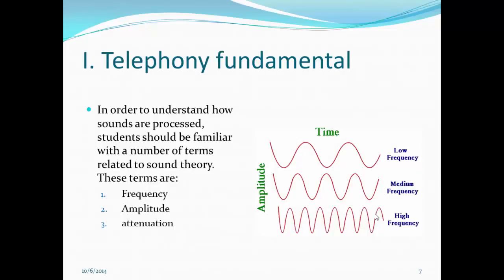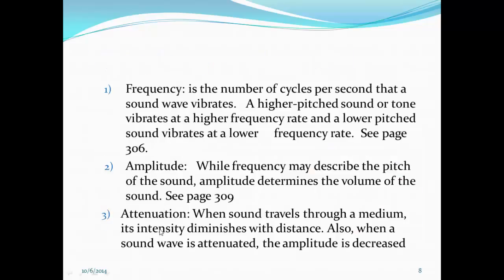The next item that we're going to talk about is telephony fundamentals. In order to understand how sound is processed, students should be familiar with a number of terms related to sound theories. These terms are frequency, amplitude, and attenuation. Frequency is the number of cycles per second that a sound vibrates. A higher pitch sound or tone vibrates at a higher frequency rate, and a lower pitch sound vibrates at a lower frequency rate. I reference this on page 306 in your textbook so you can see the graph.